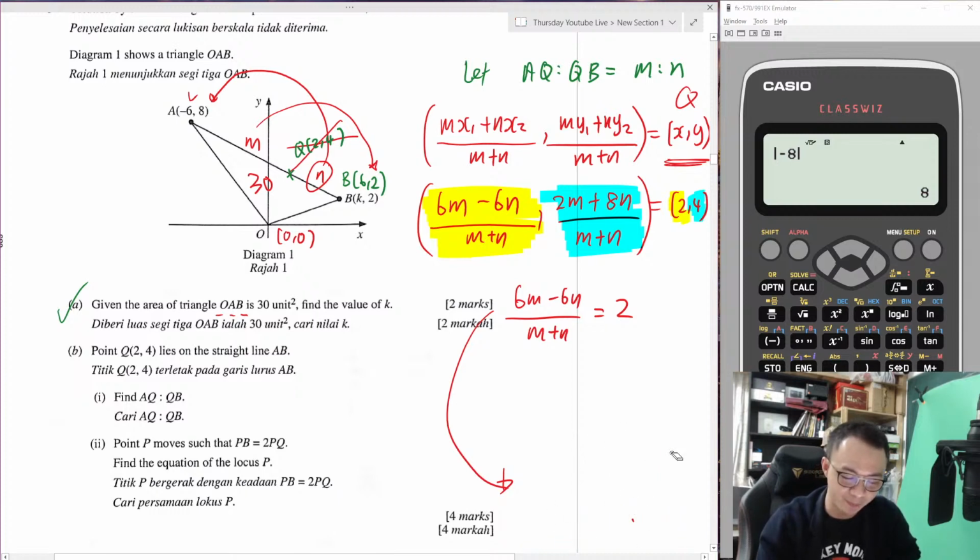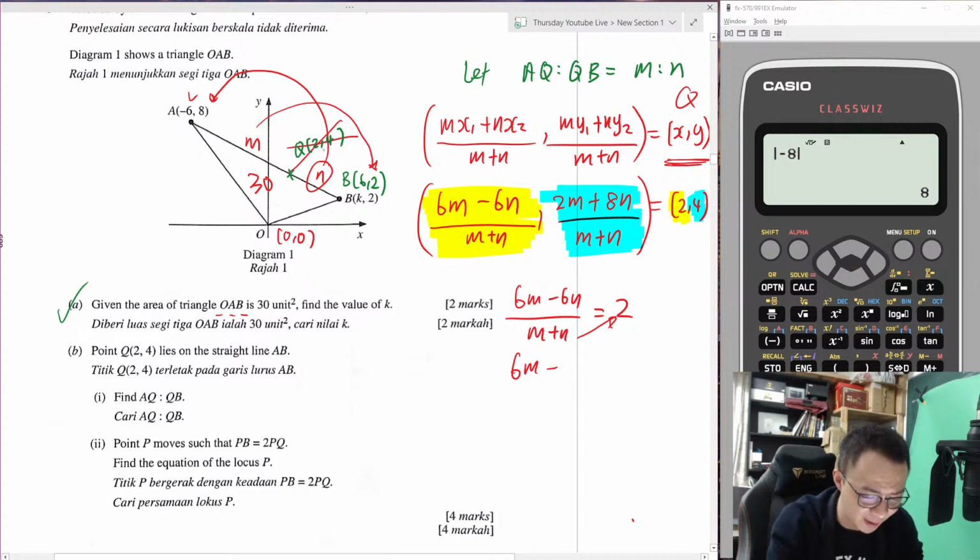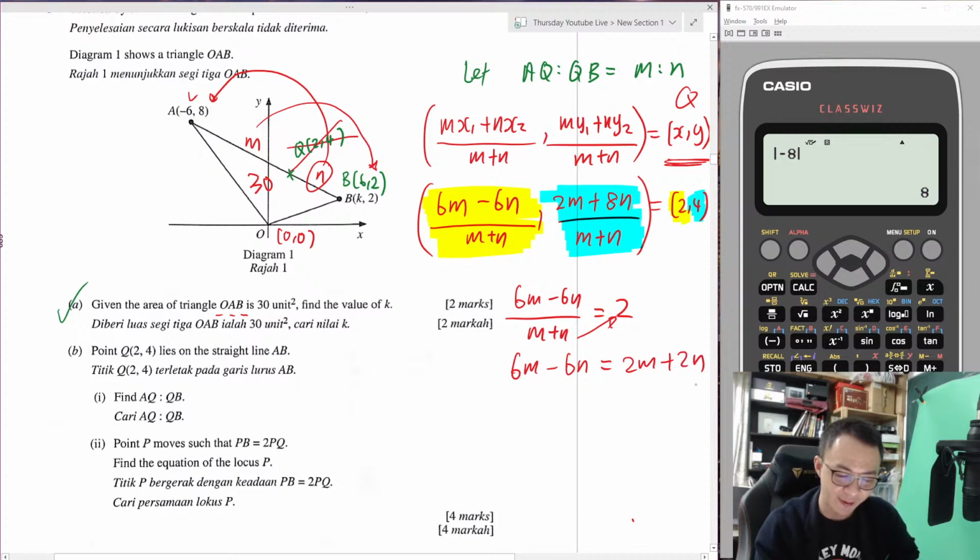I will show you. First thing is I cross multiply. This one multiply with 2. 6n, minus 6n. Did I do it correctly? I hope I do. Okay, minus 6n equals to, just now my k I get 6, isn't it? If not mistaken, 6, 8, 48. Yeah, I believe so. 2m plus 2n.